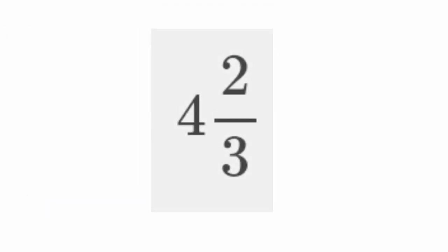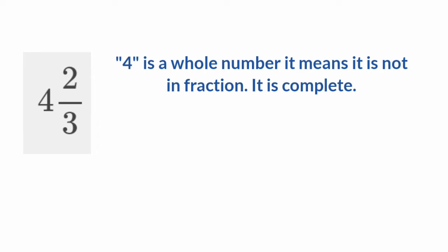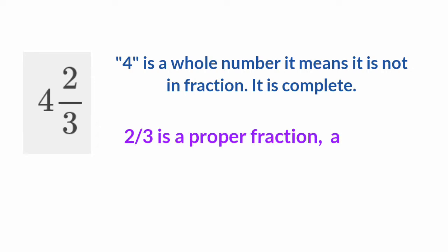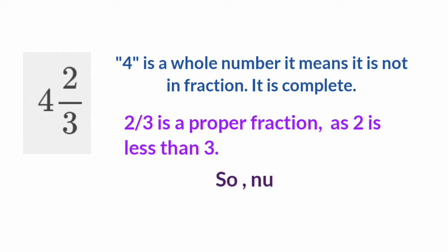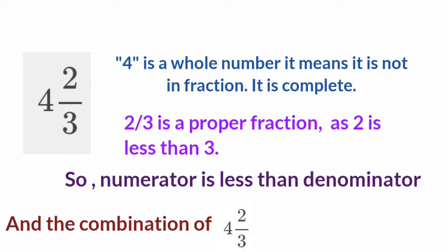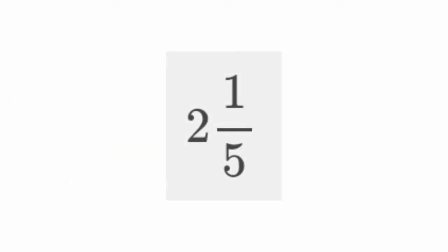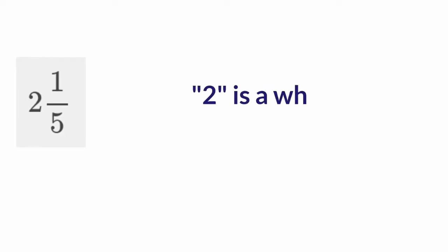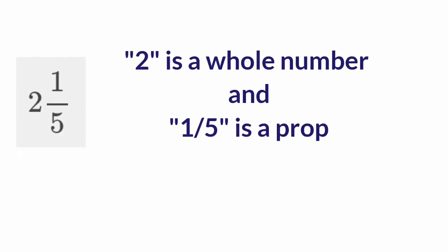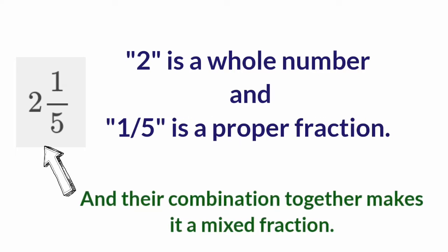Let's take the example of 4 2 upon 3. Here 4 is a whole number. It means it is not in fraction. It is complete. And 2 by 3 is a proper fraction, as 2 is less than 3, so the numerator is less than the denominator, so it satisfies the condition of being a proper fraction. And the combination of 4 2 upon 3 shows a mixed fraction. Likewise, 2 1 upon 5 is a mixed fraction, as 2 is a whole number and 1 upon 5 is a proper fraction, and their combination together makes it a mixed fraction.